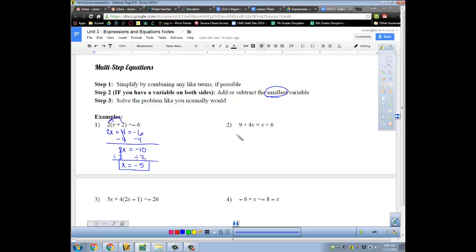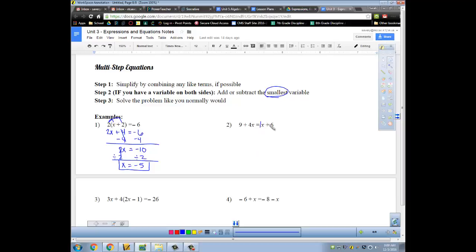Okay, number 2, I need to look on both sides of the problem to see if I can simplify it. So if I look at the left side, 9 plus 4x, I can't do the distributive property because there's no parentheses. These are not like terms, so I can't combine them. Right side, same thing. So I'm going to move on to step 2. Look to see if you have variables on both sides, which we do. So I'm going to choose the smallest one, which is this x, because that's 1x.